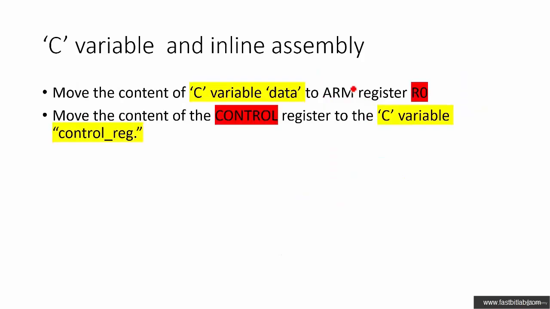First of all, let's see why would you use inline assembly code in a C program. Consider a situation where you want to move the content of a C variable data to ARM register R0. So how do you do this? You can't do this using pure C statements. You have to use inline assembly code. Just imagine a situation in which you want to move the content of the control register to the C variable control_reg. How do you do this without using inline assembly code? That's not possible, is it? These are the occasions in which we have to use inline assembly code inside the C program.